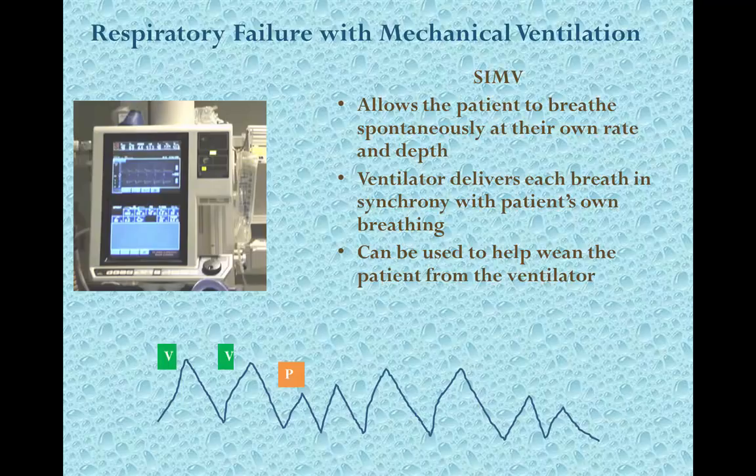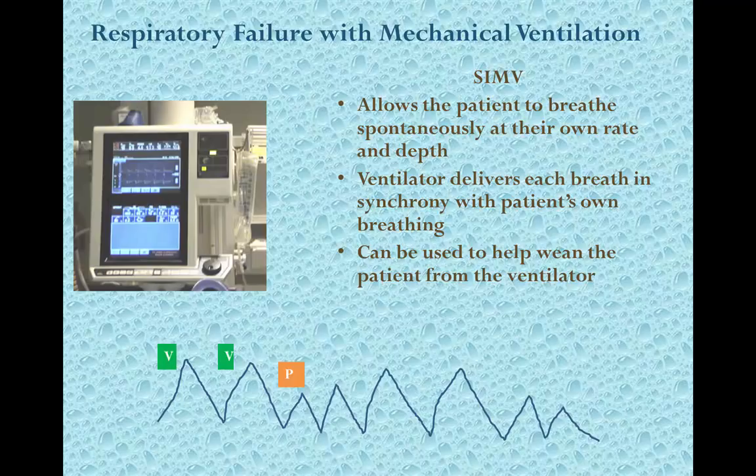Well, it allows the patient not only to breathe spontaneously, but at their own rate and depth. So the ventilator will deliver whatever set breath and tidal volume has been dialed in, but the patient can then do their own work of breathing in between. So let's say that we have this patient on a SIMV, a rate.